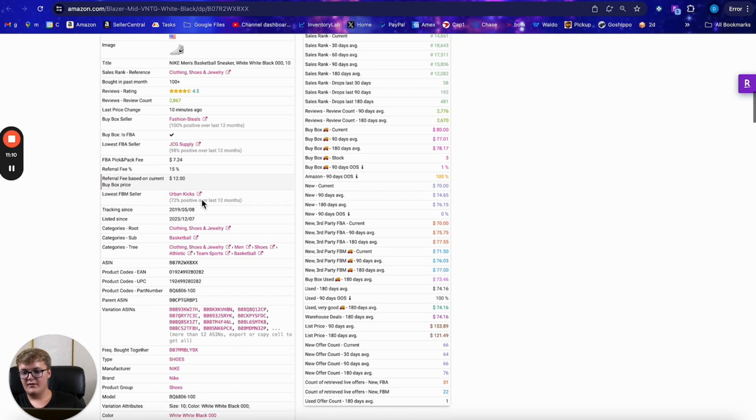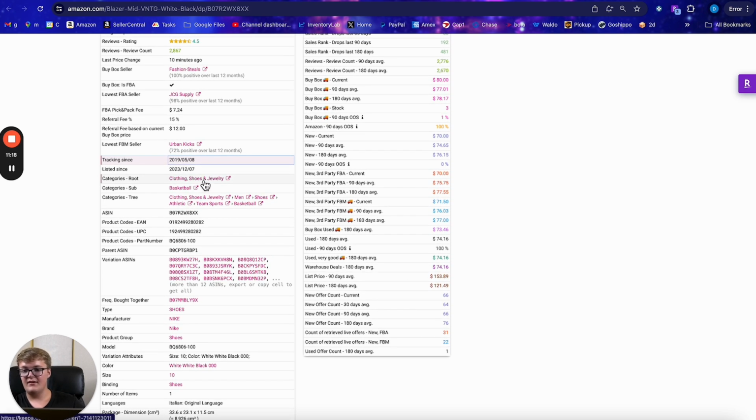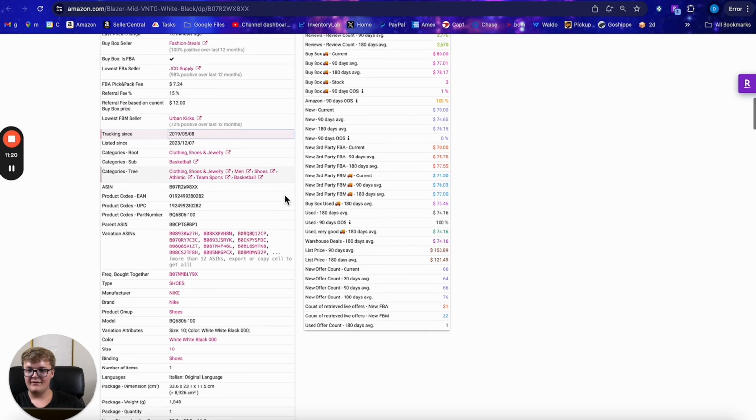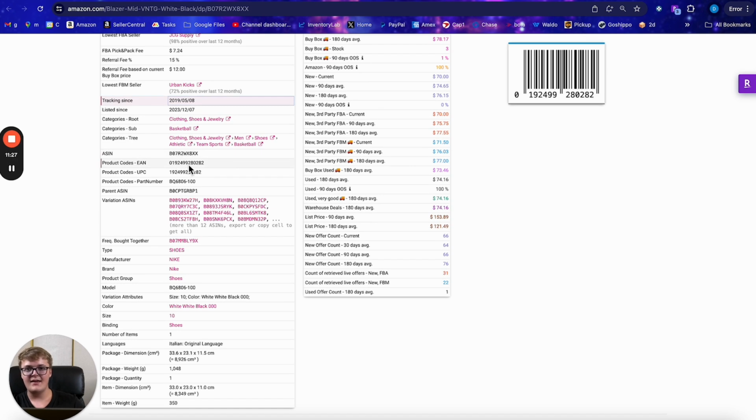Lowest FBM seller, not too important. Tracking since is pretty crazy. Tracking since 2019. Some listings go back 10, 15 years, which is absolutely insane that they have data that goes back that long. Shows the category, the subcategory, ASIN, EAN, UPC. UPC and ASIN are important. I don't really use the EAN. I think that's for Europeans. I think they have a different SKU system there.